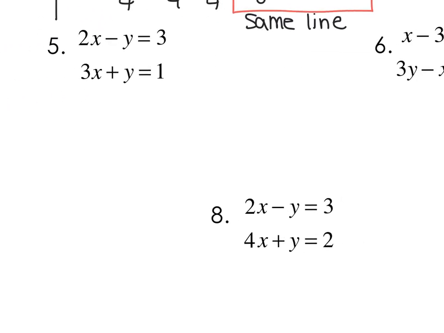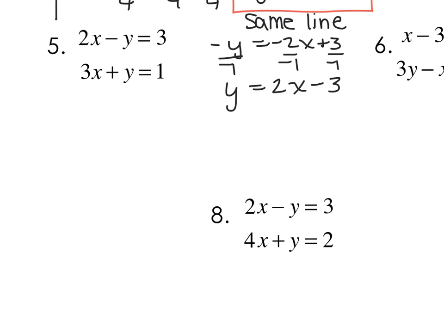All right, number 5. I'm going to write both of these in slope-intercept form. So I've got -y equals -2x plus 3. Divide by -1. Y equals 2x minus 3. And the second one, y equals -3x plus 1. So I've got different slopes and different intercepts, so I'm going to have an intersection, or one point.